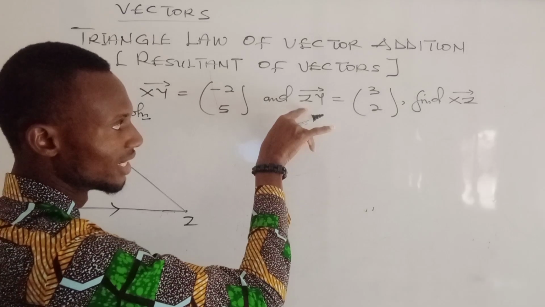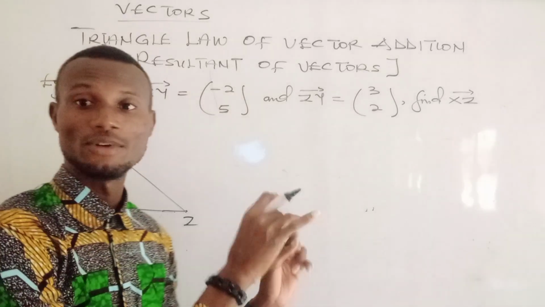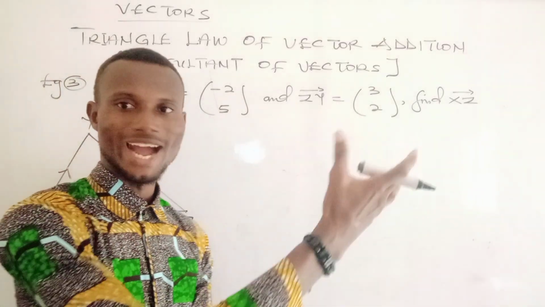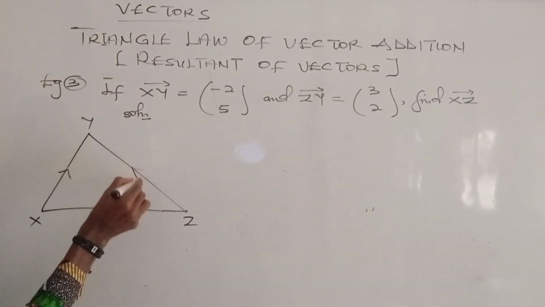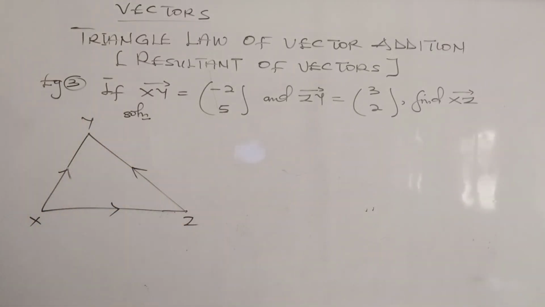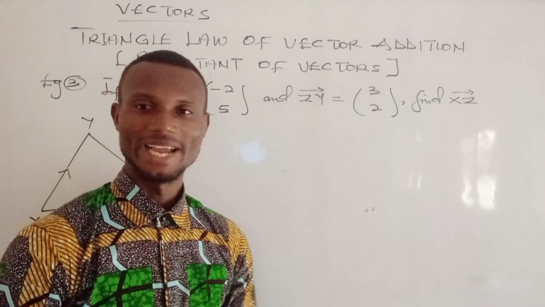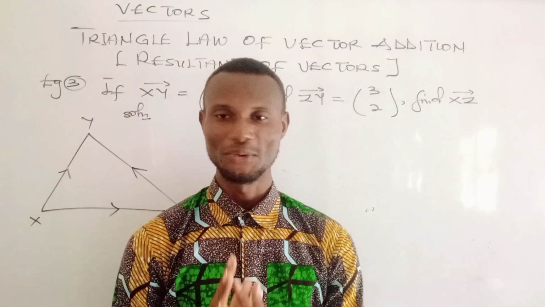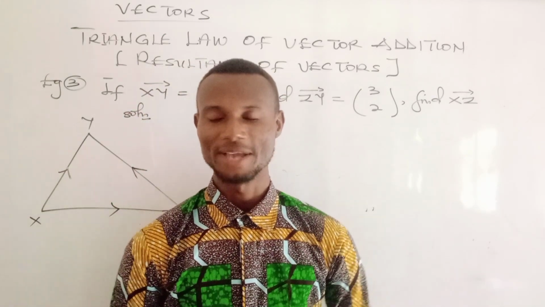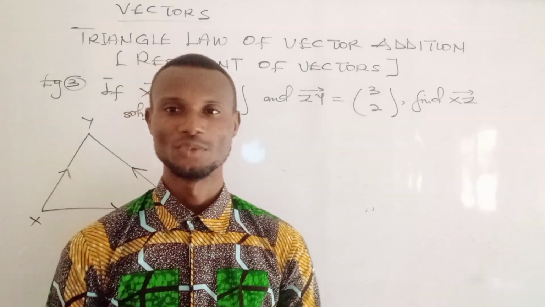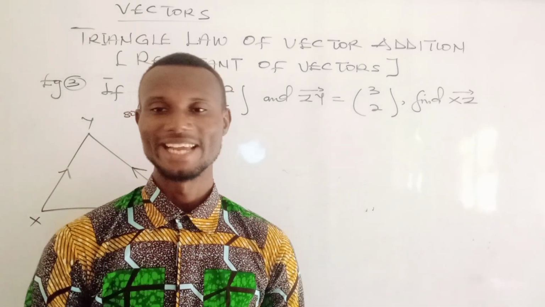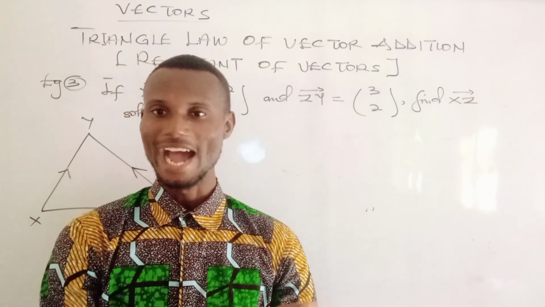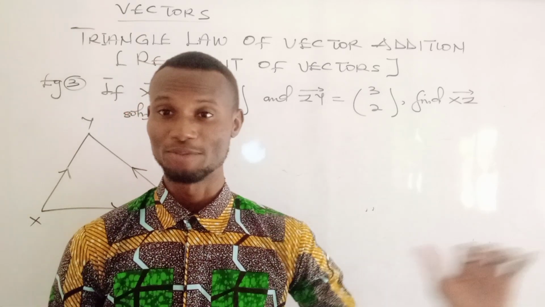Then let's come to vector ZY. So we are moving from point Z to point Y. So the arrow will move towards Y. Okay, so we are moving from Z to Y. So this is how to draw the arrows on the diagram. And I hope you understand and you agree with me up to this point. So now from here, all that you need to do is to write down the formula. With the formula I mean the triangle law of vector addition. I've explained it a lot in the previous video.